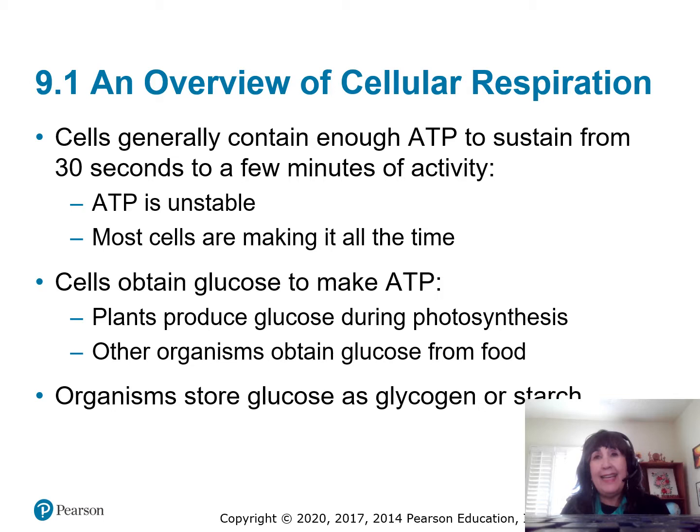It has synthesized more ATP for you to continue. So we need to eat so that we can produce our own energy. We're going to use glucose as an example of how energy is formed in our cells. Plants produce glucose during photosynthesis, which will be our next chapter, and then we eat food so we can have glucose. It says here organisms store glucose as glycogen or starch. In animals it's stored as glycogen, and in plants glucose is stored as starch.